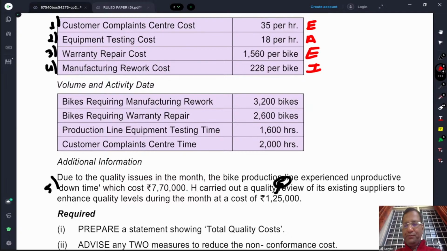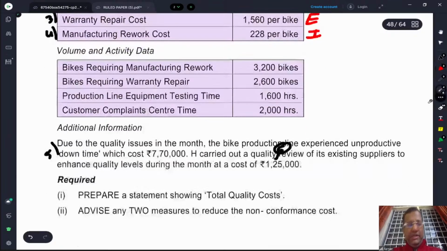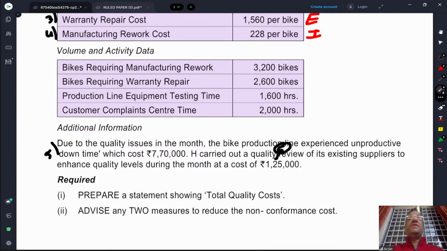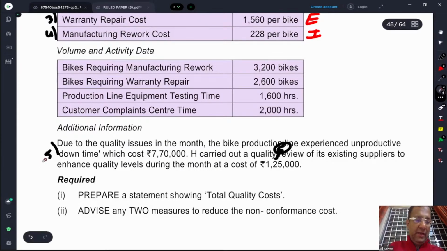Okay. Next point. Point number 5. Downtime. Downtime is one of the forms of labor wastage, and any wastage will be classified under internal failure, whether that wastage is related to material, labor, or anything. If there is any wastage, that will be classified under the head internal failure. So point number 5 will be internal failure.